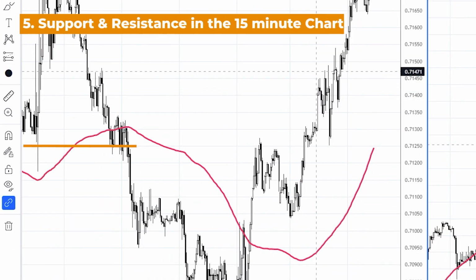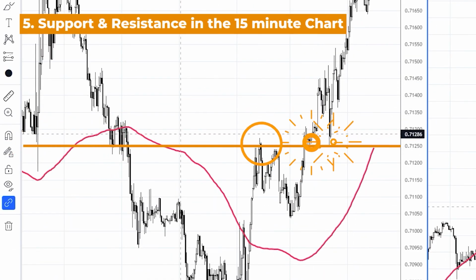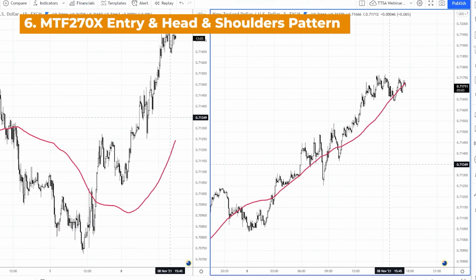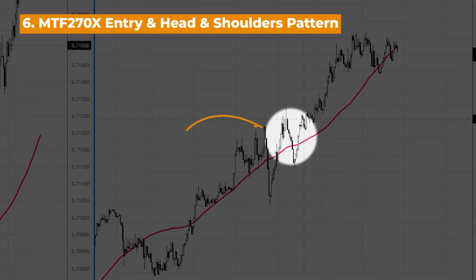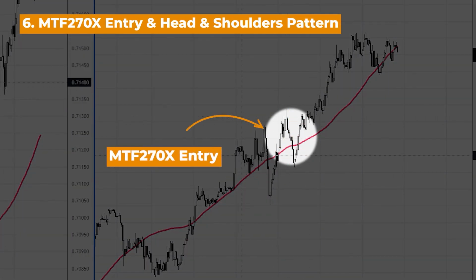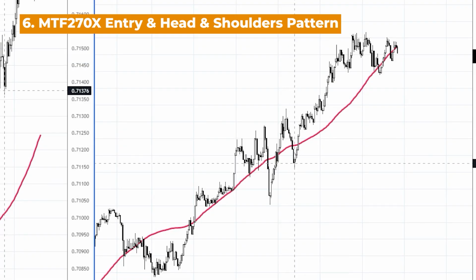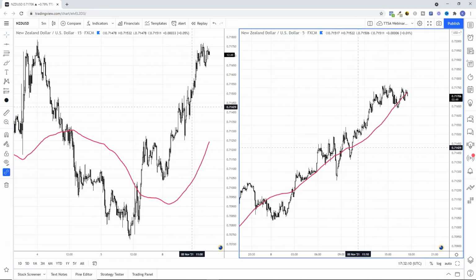We had price then the next morning bouncing off a support and resistance area. And we also then had an MTF 270X entry along with a head and shoulders pattern as well. So that's the long trade that we're currently in. Let's see what the market gives us.